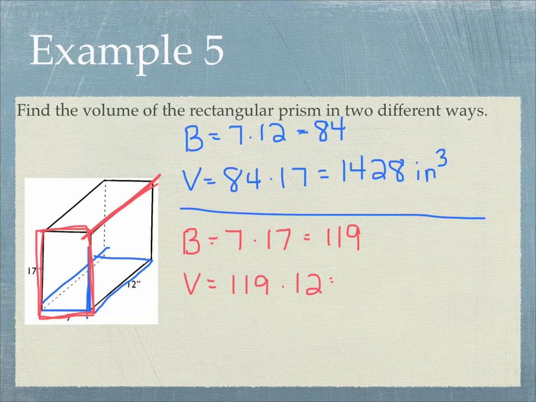Does it come out exactly the same? Yeah. It should. So notice that really, here I did 7 times 12, and then I ended up multiplying by 17. In that first one, I ended up doing 7 times 12 and then multiplying by 17. Here I did 7 times 17 and then ended up multiplying by 12.